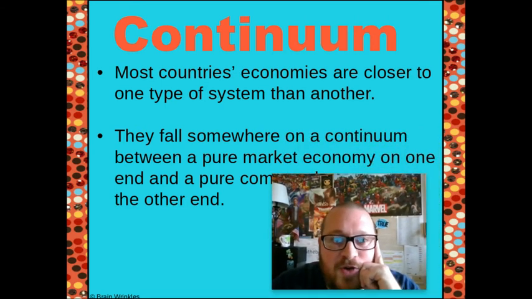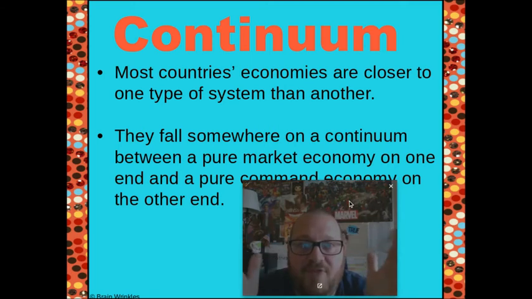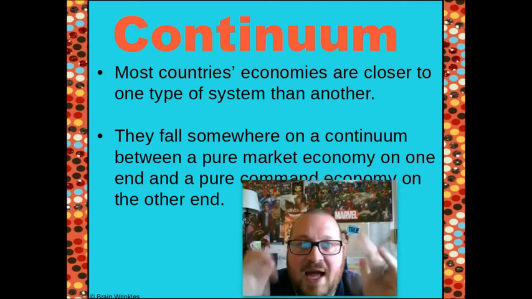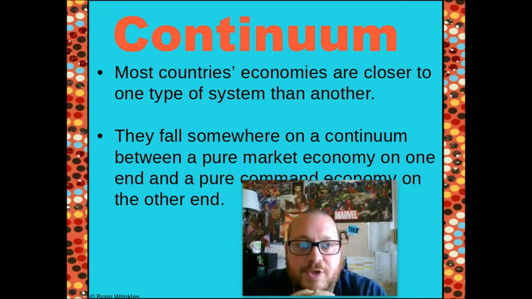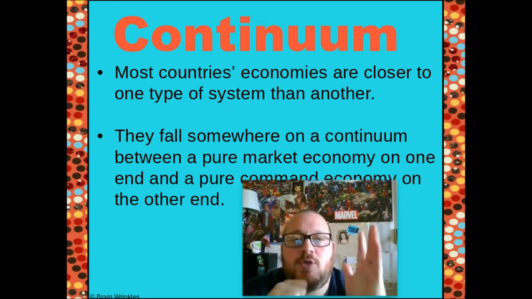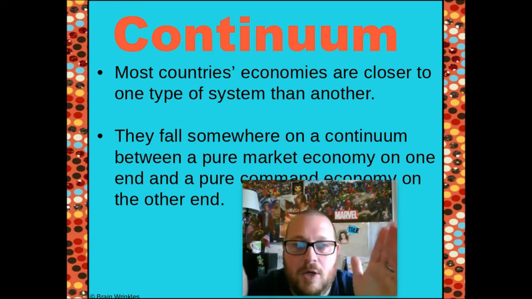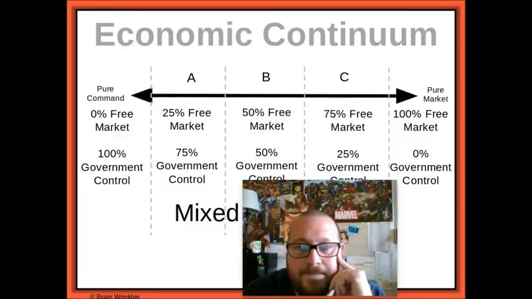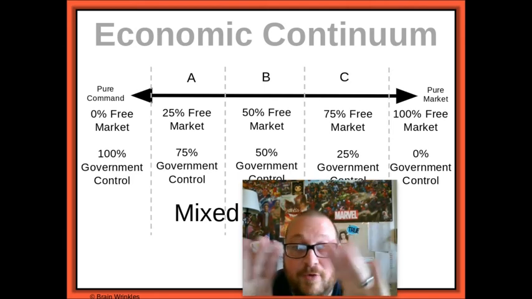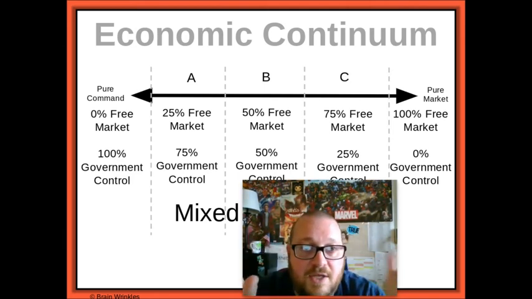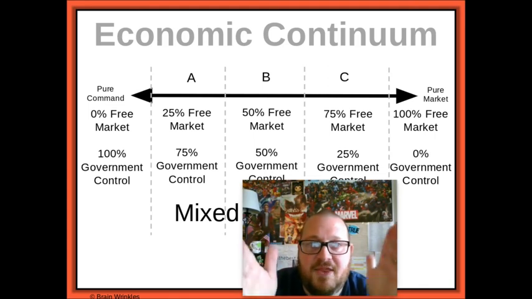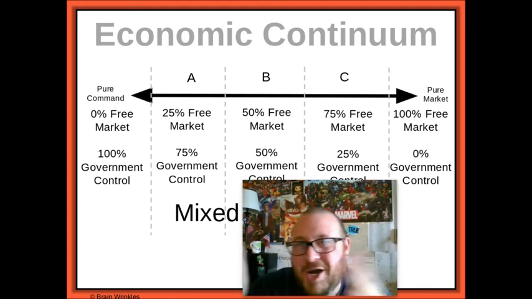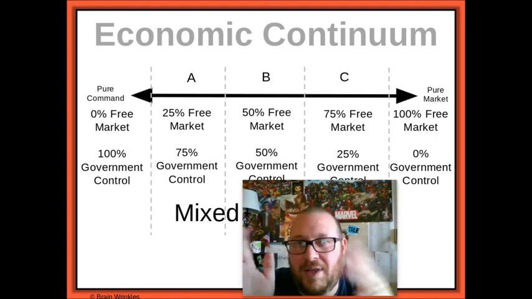Continuum. Most countries fall on that continuum, that football field. Those were those lines. That's just a visual representation. They fall somewhere on a continuum between 100% market and 100% command. Here you see the continuum. This is like the football field, but without the green grass. And you see like the percents change based on how much to the right or left you are.